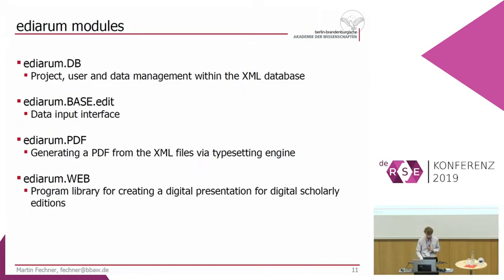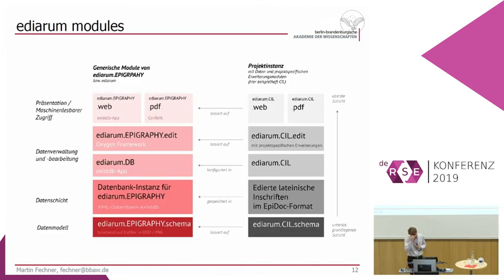Here I have our structure visualized with different layers, and the different modules represent the different layers of a digital edition. You see at the bottom line the data model, and then the layers above are the data itself, the management and the publishing or presentation components. In color we have the core components, and here in gray the project-specific components.